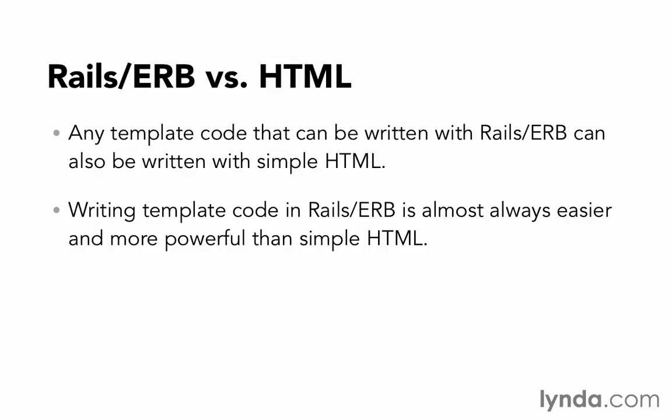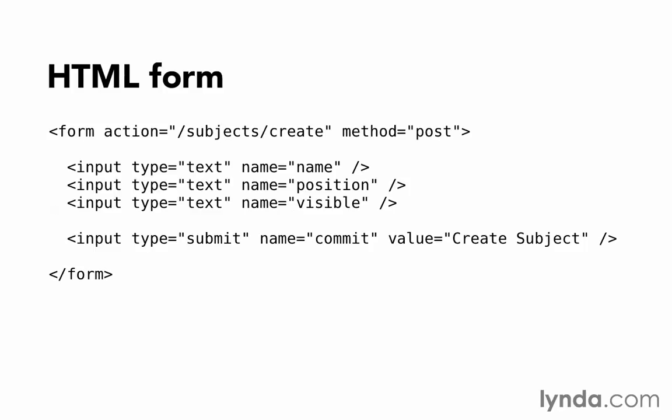Let's first look at a standard HTML form. Inside the HTML form tags, there are three text input fields for name, position, and visible, followed by a submit button labeled Create Subject. The form's action attribute has a value of /subjects/create. That's the URL where the form will submit its data. Rails routing will send that URL request to the subject's controller and to the create action.